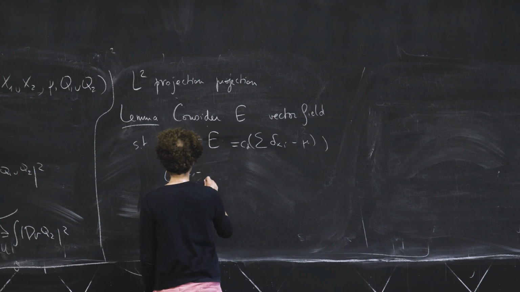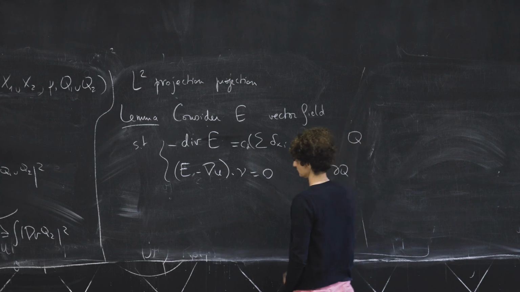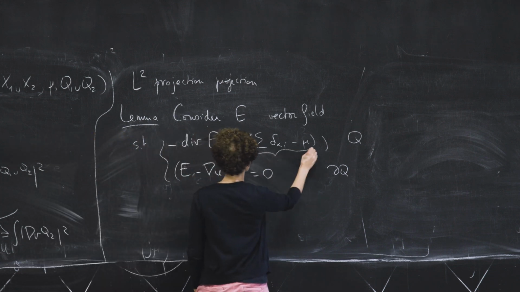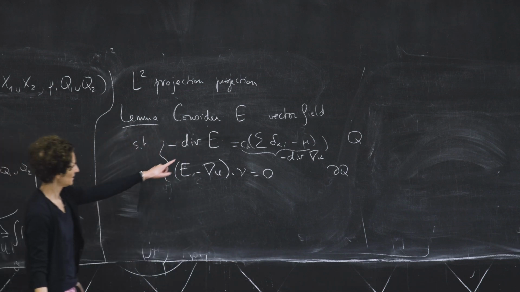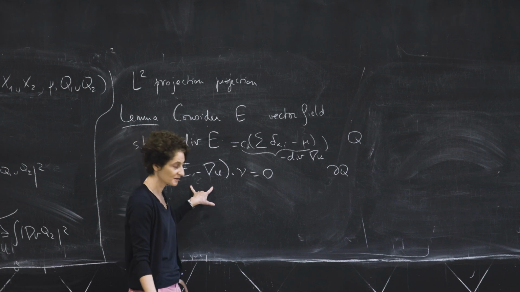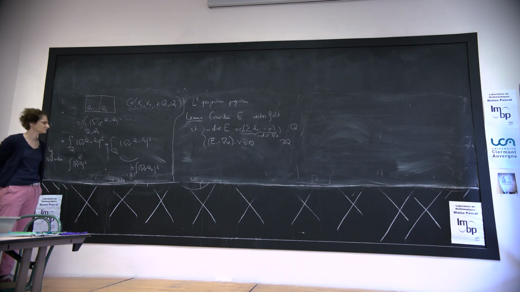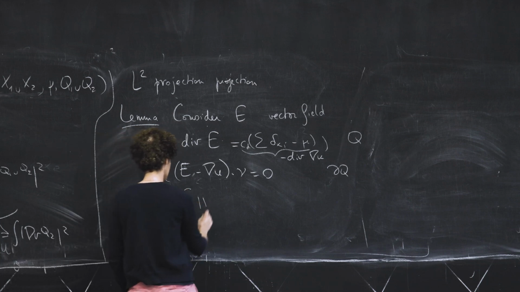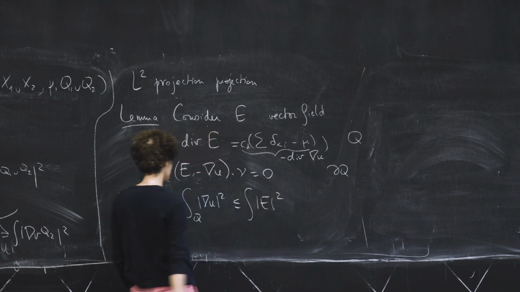And we're going to ask that E minus grad u, so it's my function, dotted with the normal is 0 on the boundary. So you know that this actually is just the same as minus div grad u. So in other words, E and grad u have the same divergence, and their difference is tangent to the boundary. Then the lemma says that the integral of grad u squared in the cube is less than the integral of E squared.